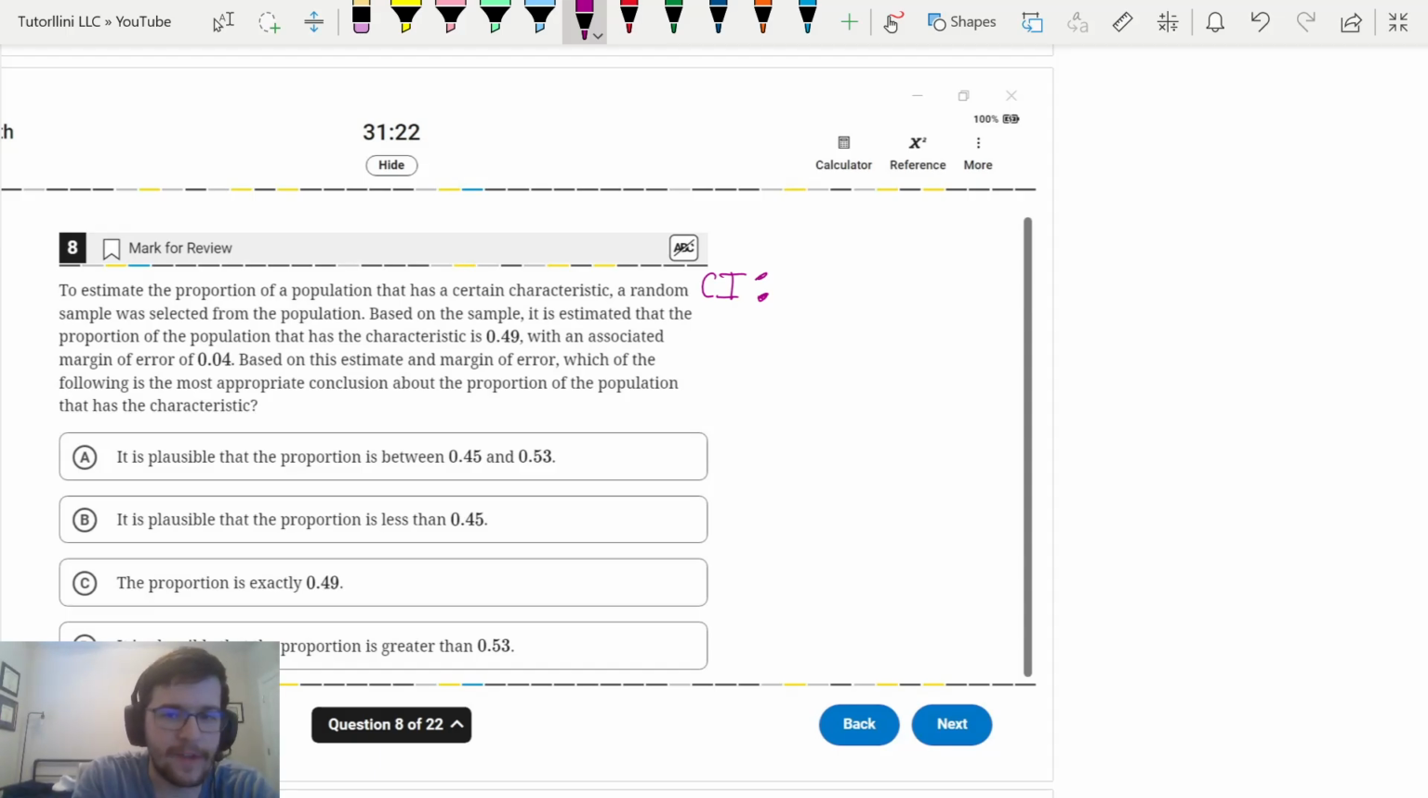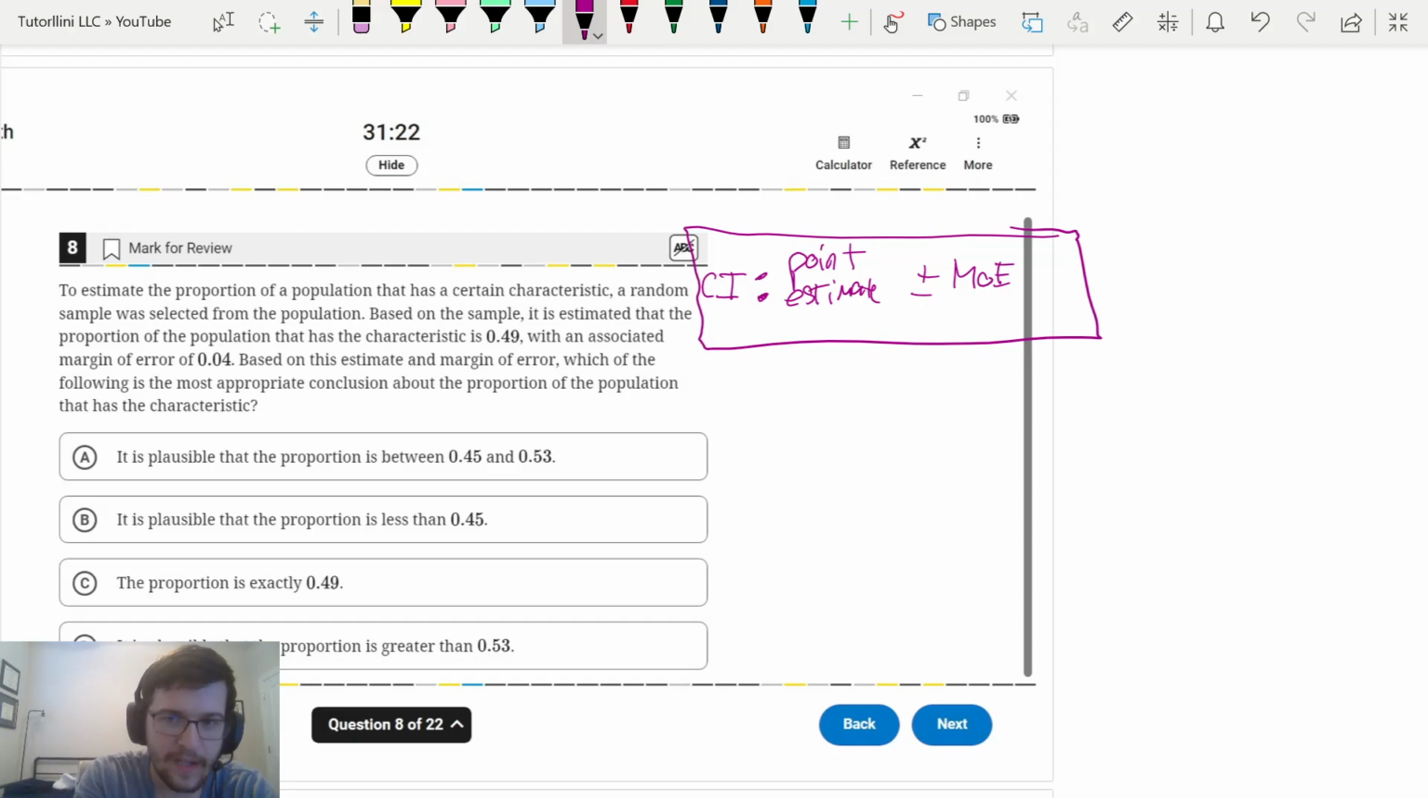Okay, so the confidence interval is the point estimate plus or minus the margin of error. It's not really an equation, but it's something you have to know for the exam. The point estimate is the sample proportion or the sample mean. In this one, they took a random sample from a population and figured out the proportion. So the point estimate is the sample proportion, which is the proportion of the people that you asked.